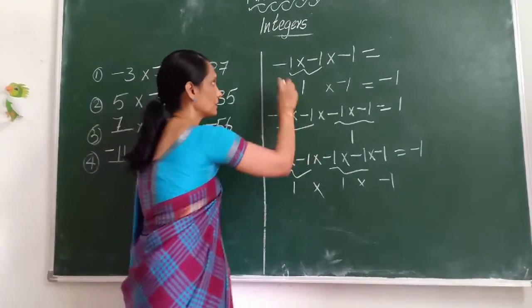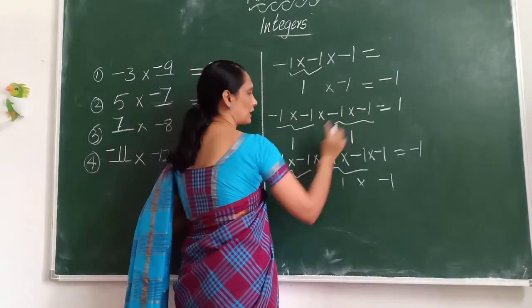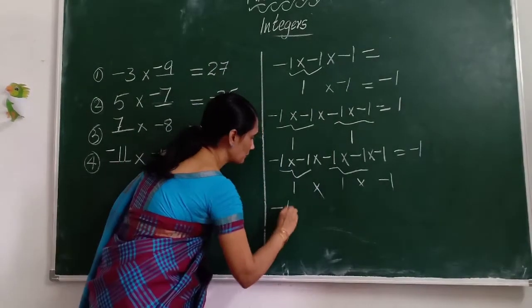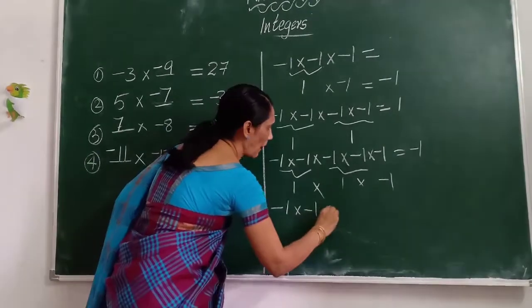Okay, one more example we will see. We have taken 3 times, here 4 times, then 5 times. Now let us take it 6 times. What is the pattern we will see?